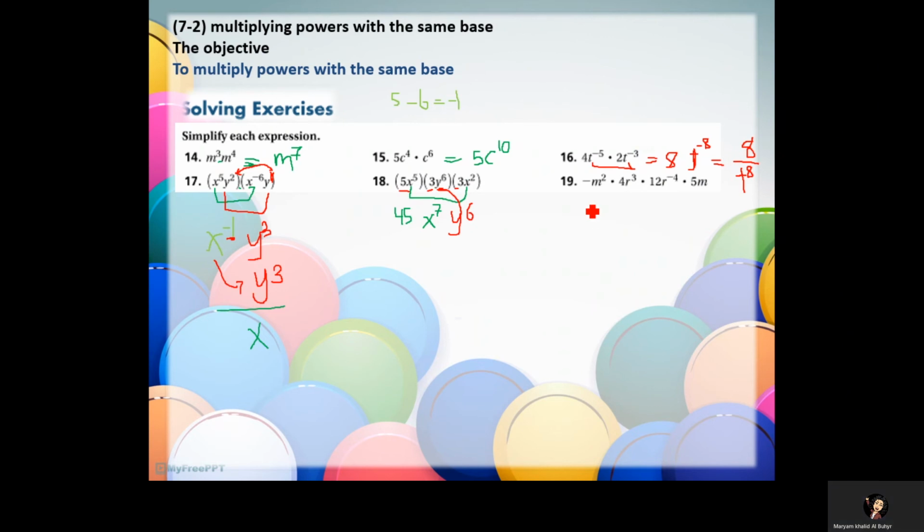The last one, if we have numbers: negative 1, negative 4, 12, 5. So we are going to multiply all these numbers. So it will be negative 1, 4 times 12, it will be 48. 48 times 5, so that will be 40, 4 times 5 is 20, 20 and 4, 24. So 240.